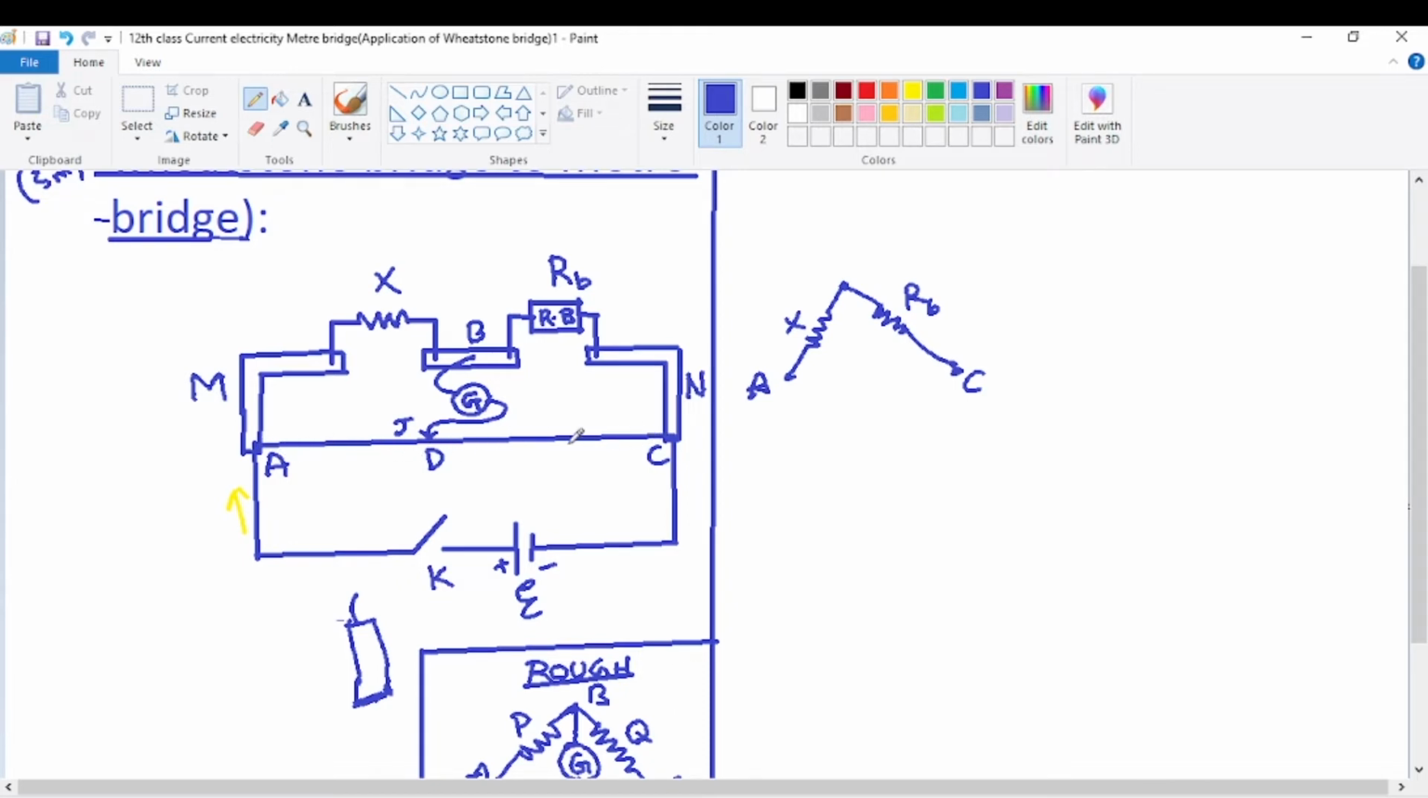It's of 100 centimeters length. So AD is actually a part of the total length AC, which is equal to 100 centimeters. 1 meter means 100 centimeters. So it's much easier to express the length 1 meter in centimeters, so that we can take it as a simpler number, 100 centimeters.